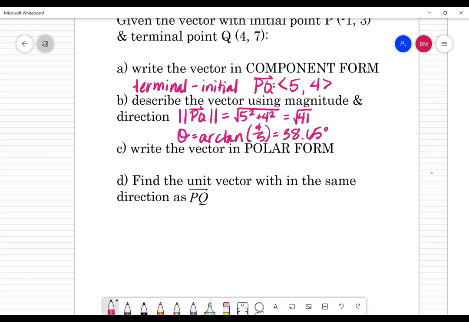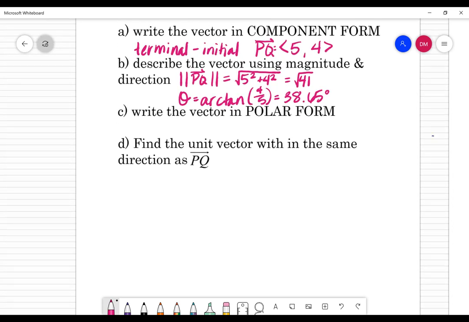Now, if you had a vector in component form in the second quadrant and you got 38.65, we would call that a reference angle, and that would be from the negative x-axis. So you would have to figure out, okay, this angle is a reference. It's describing the distance from the x-axis. So I'd have to figure out what that obtuse angle is in quadrant 2, just as a heads up there.